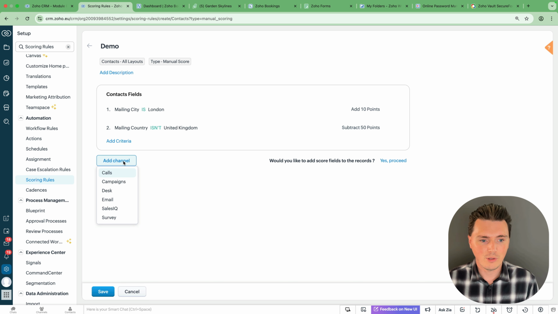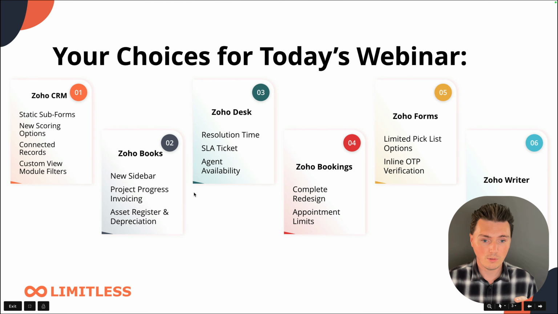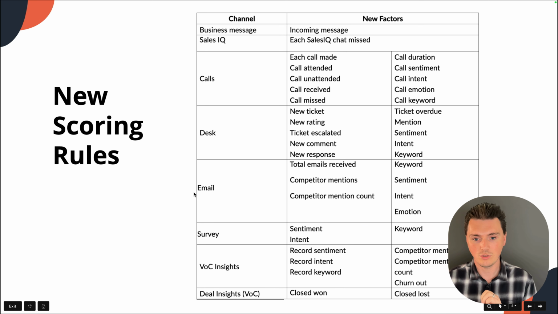What we now have though is this new add channels button, and there's a load of new channels in here. So we can now incorporate things like calls, campaigns, Zoho Desk activity. So if you have somebody on a support contract, you can incorporate their Zoho Desk activity, emails, SalesIQ, which relates to your live chats and your website, and Zoho Surveys. And in fact, if I swipe across here and jump ahead to this screen, this will show you all of the new factors you can include in your scoring.